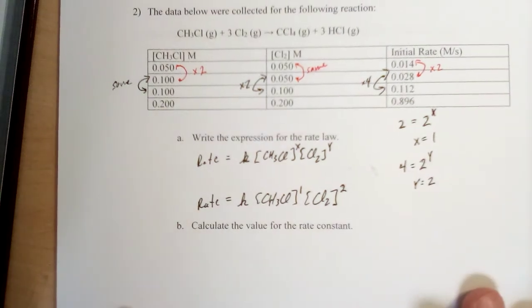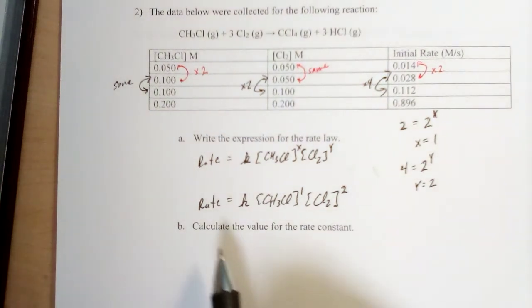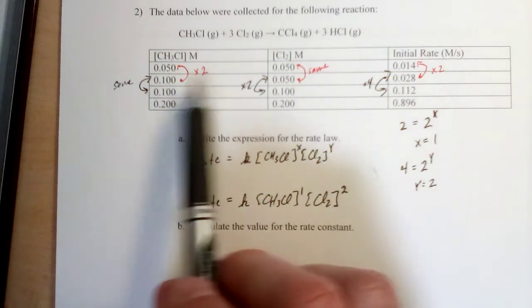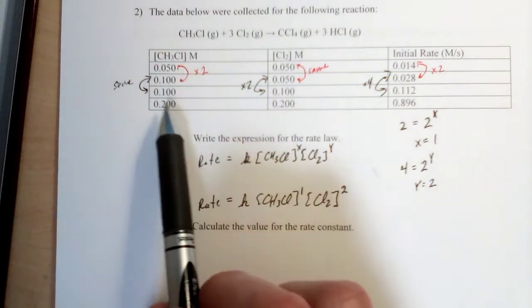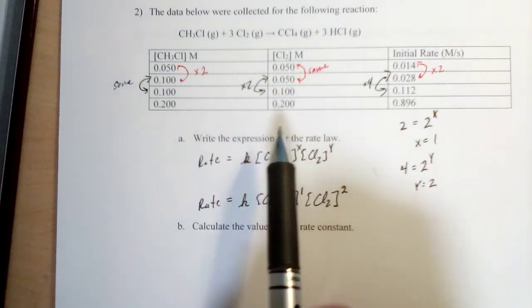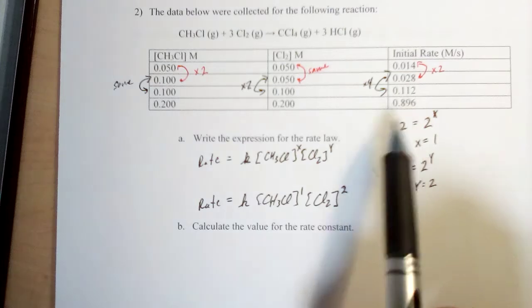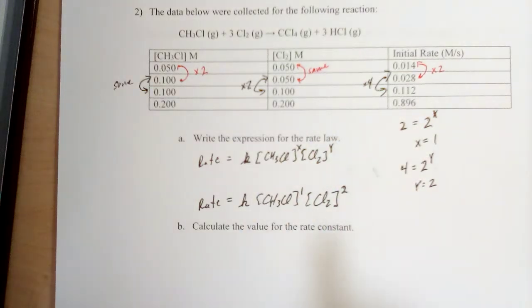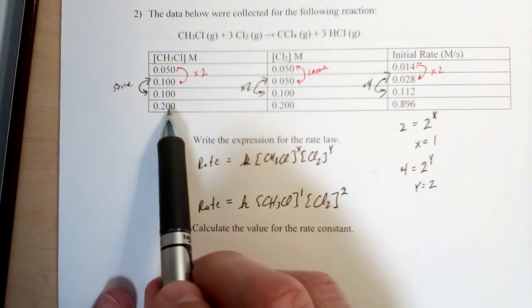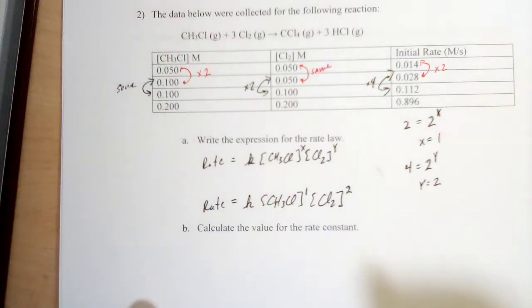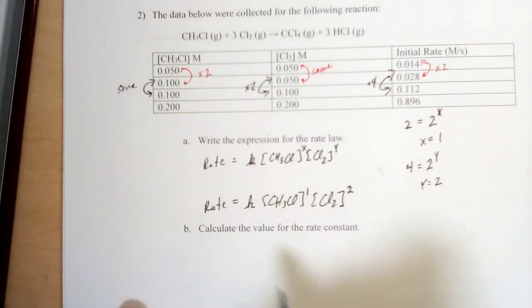Now, rate being on one side of that equation is important for part B, because for part B, we want to calculate the rate constant. Now, the rate constant is the same for every time you run the reaction. So you could use any of the experiments up here in the table. I'm going to use experiment 4 because I feel bad for it because it's been left out so far. We didn't use it for any of the comparisons.